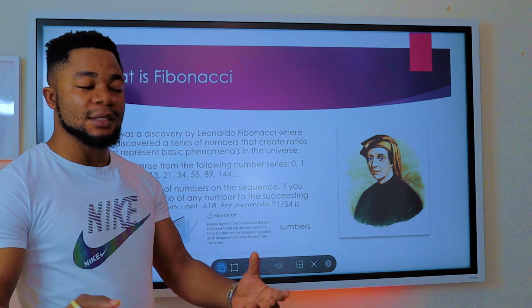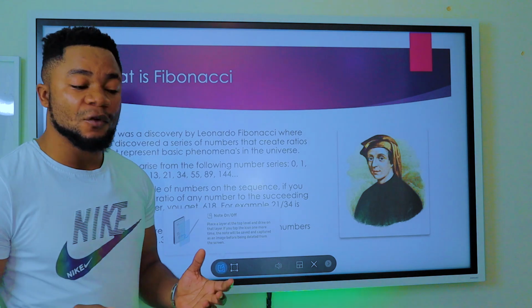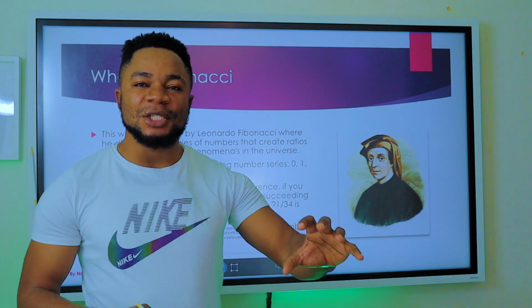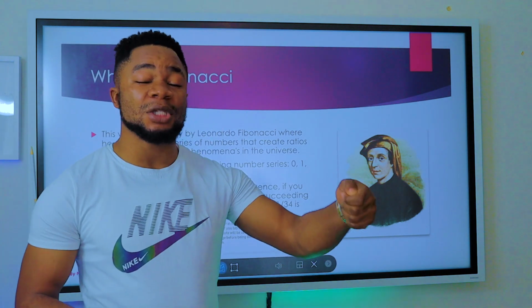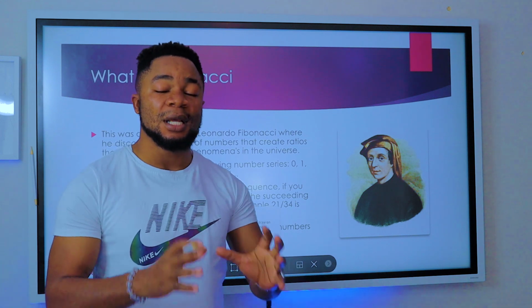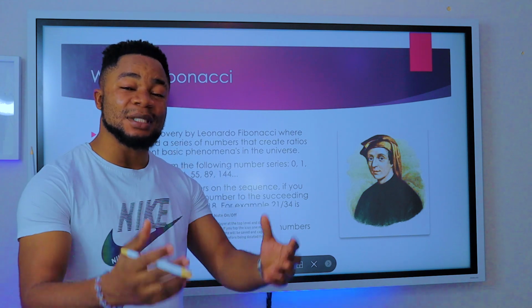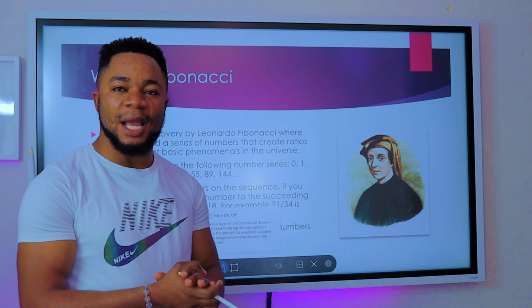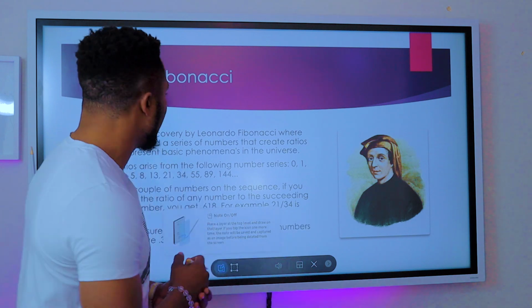This series of numbers is known as the Fibonacci series. After discovering those numbers, he discovered that the ratio between those numbers and alternate numbers in the same series produces a sequence that represents normal life phenomena. All right, normal life phenomena. So I'm going to explain that to you.